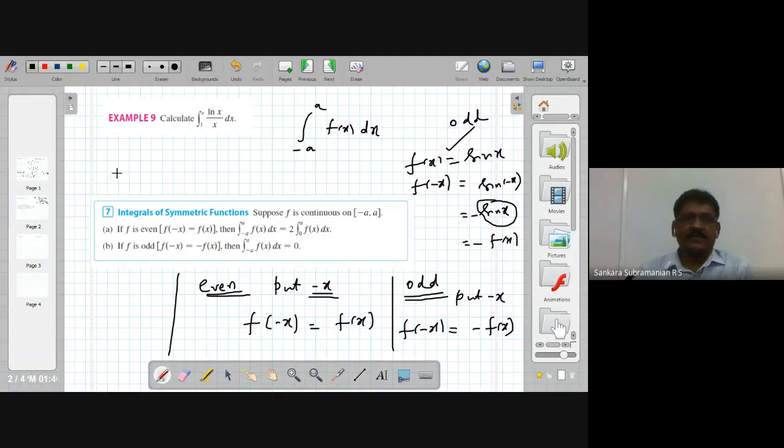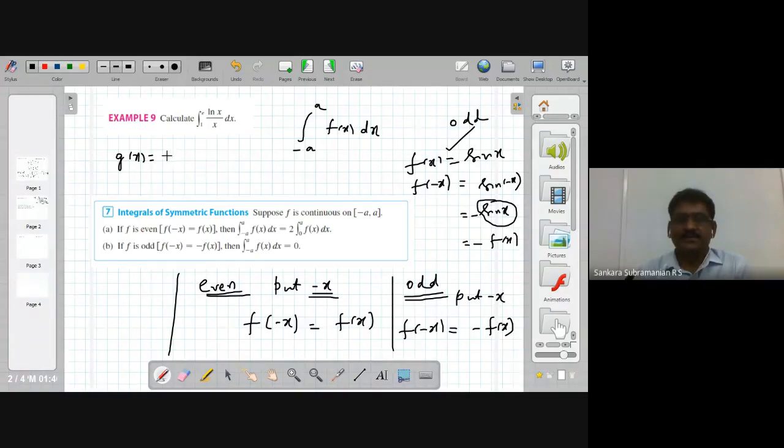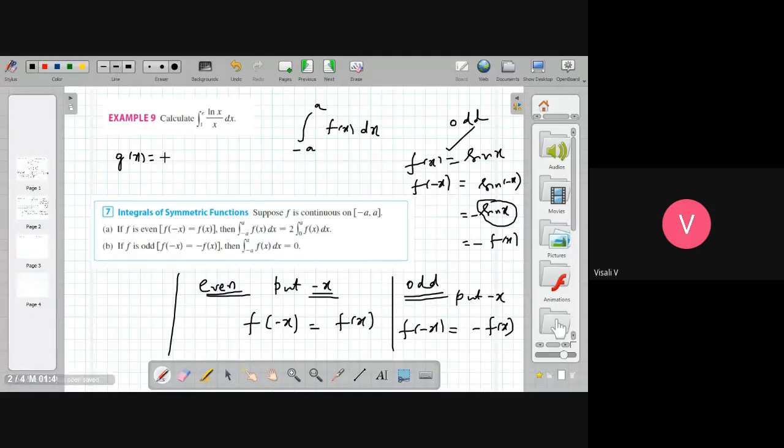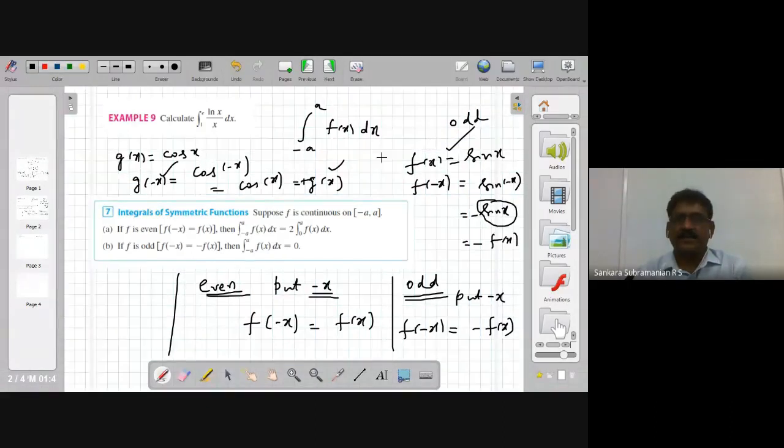Anyone? Example for an even function. Sir, x power 4 minus x square. Anyone else, other than Santhosh? Cos x. Cos x is good. So g of minus x is equal to cos of minus x, which is equal to cos of minus theta, which is cos theta. So this is equal to g of x. If you replace with minus x, you get plus g of x, and we say that this function is an even function.